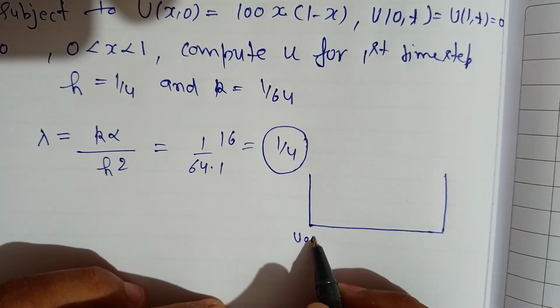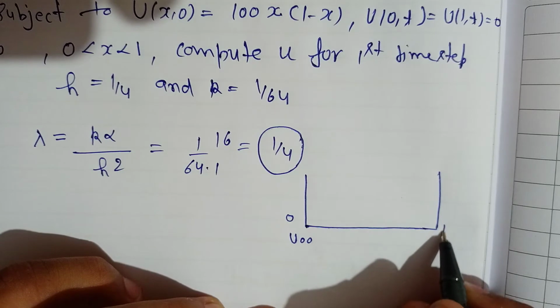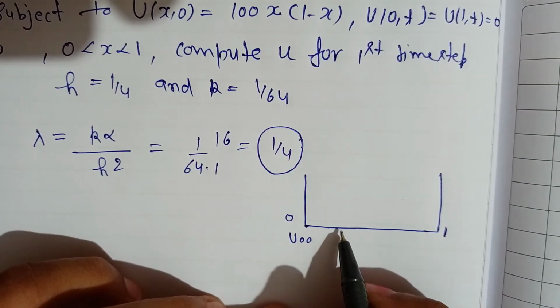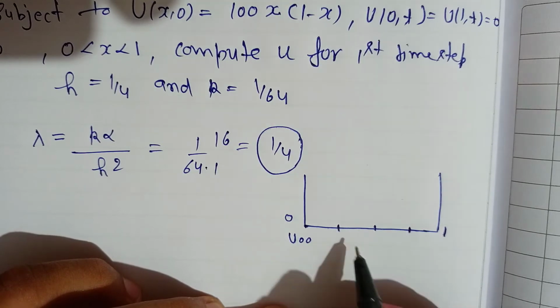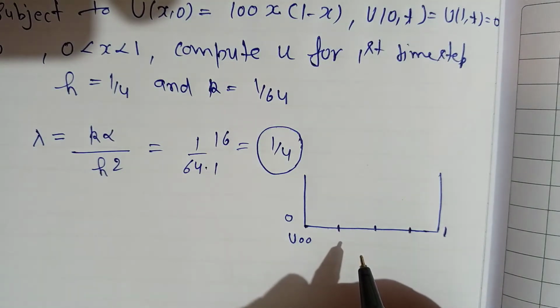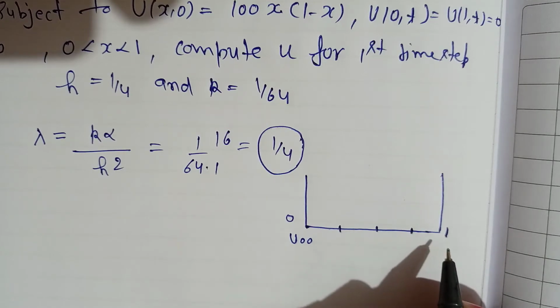Let us take u00, and this is 0 to 1, the x range, and h equal to 1 by 4. So we have 1 by 4, 2 by 4, 3 by 4. So we have 3 internal nodes, right? 1 by 4, 2 by 4, 3 by 4, and last 4 by 4.